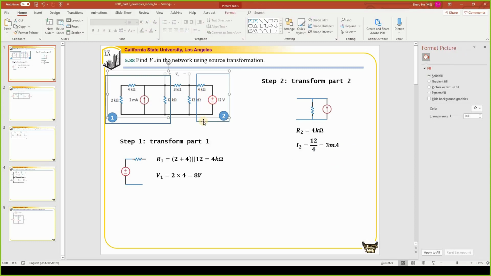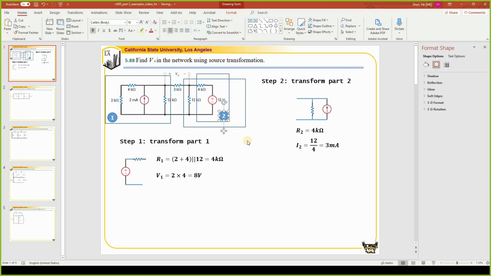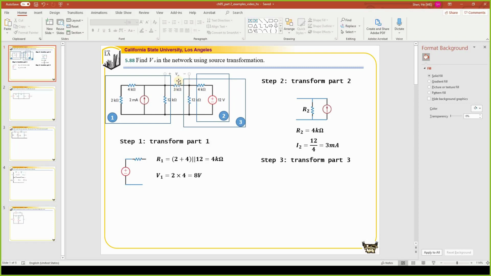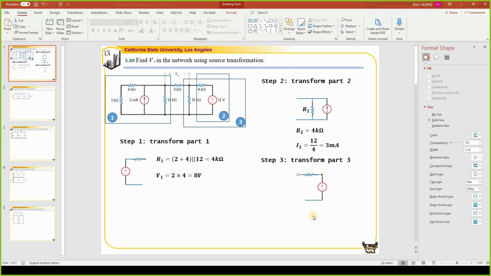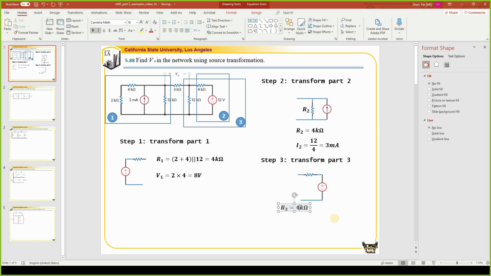Then we can further simplify this part, including the other 12K resistor. Let's call that part of the circuit part 3. This is part 2. This resistor R2 will be in parallel with this 12K resistor, so 12K in parallel with 4K. We're going to convert this current source to a voltage source. What will be the resistance in the voltage source? Because we have a 4 in parallel with the 12, resistor R3 is equal to 4 in parallel with 12, which is 3K.